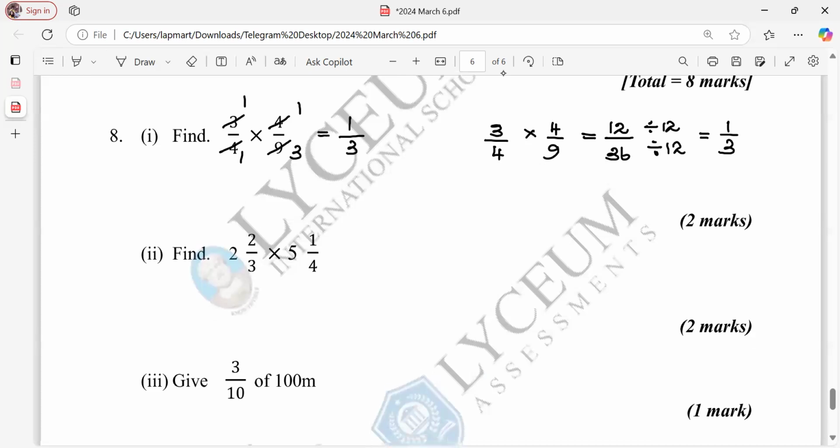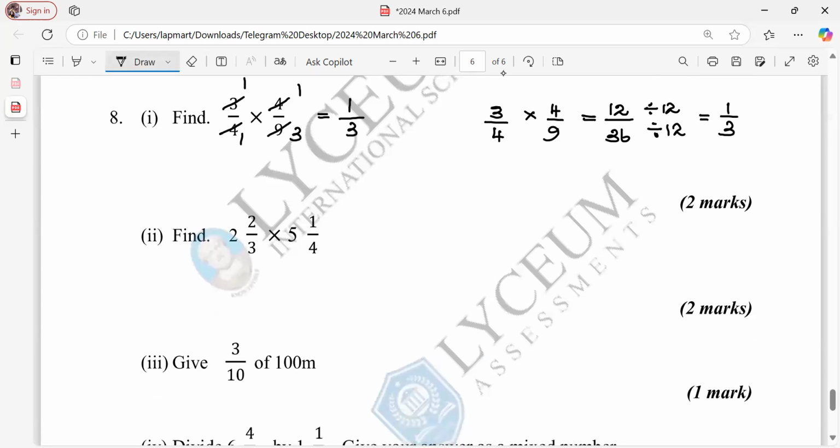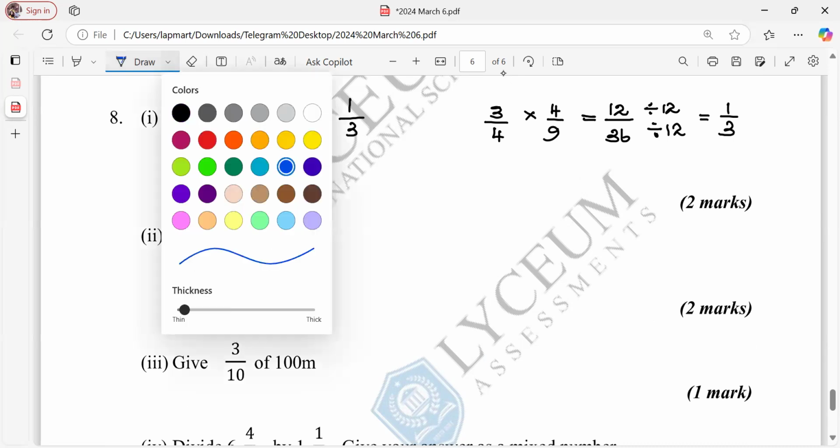Then the next one, we have 3 times 2, 6, 6 plus 2, 8 over 3. What I did, I converted the mixed number into improper fraction. 3 times 2, 6, 6 plus 2, 8. Then I multiply. 4 times 5, 20, 20 plus 1, 21 over 4, right? So then what you do, you simplify this.